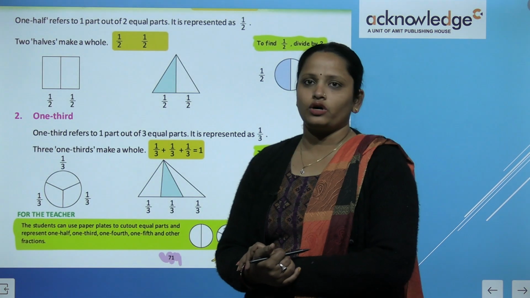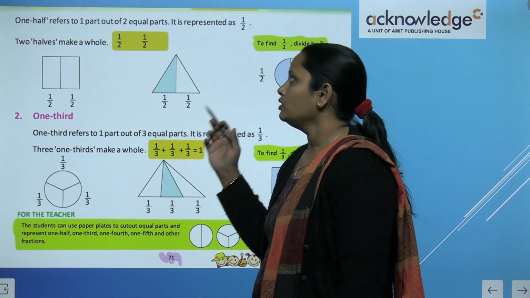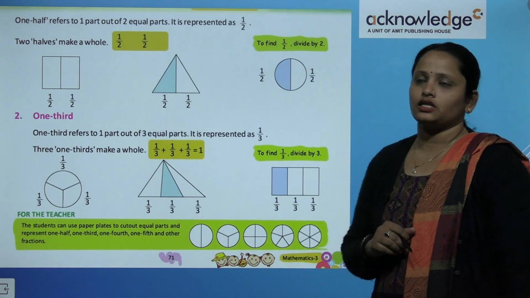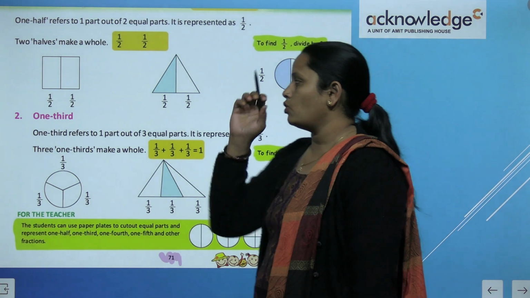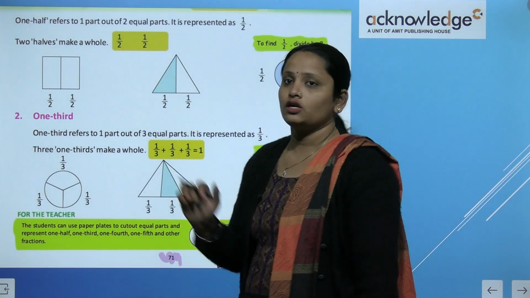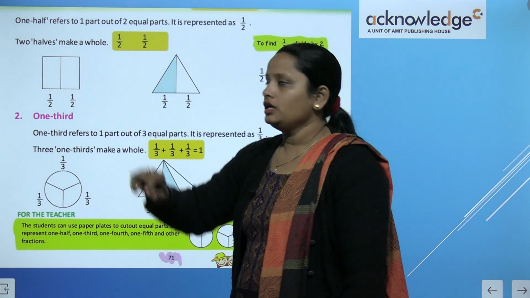1/2 refers to 1 part out of 2 equal parts. 1/2 का मतलब होता है 2 में से 1 part को लेना. It is represented as 1/2. 2 halves make a whole. अगर हमने 2 halves को एक साथ जोड़ दिया तो क्या बन जाएगा? एक whole बन जाएगा. For example, आप देख सकते हो ये 2 halves हैं.